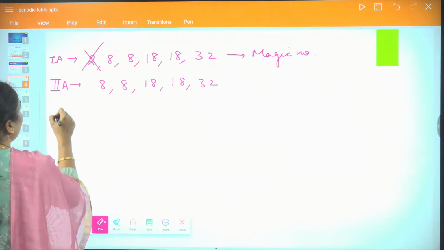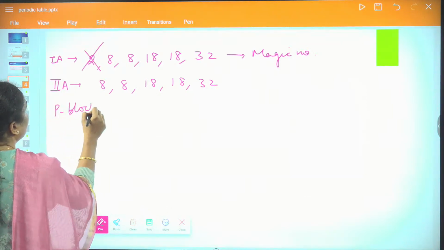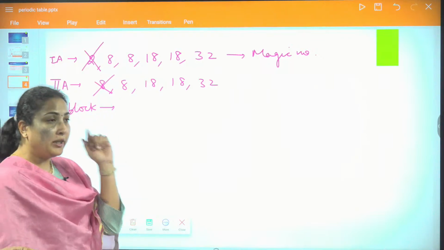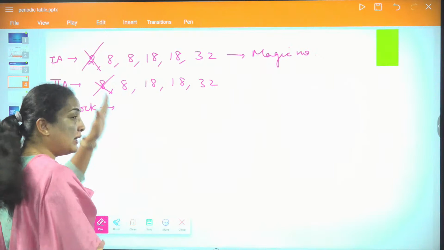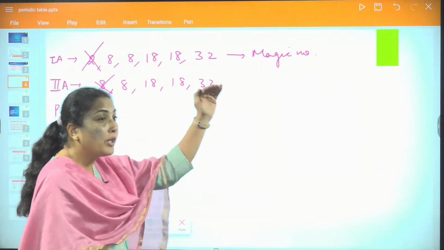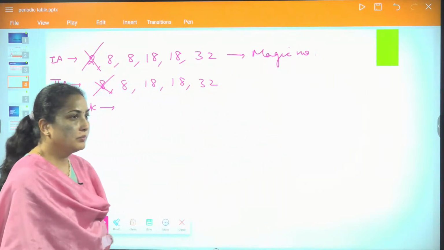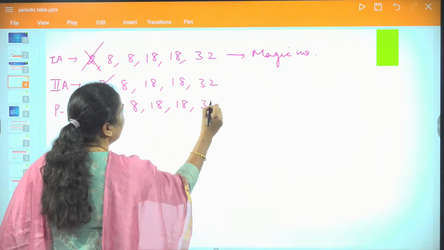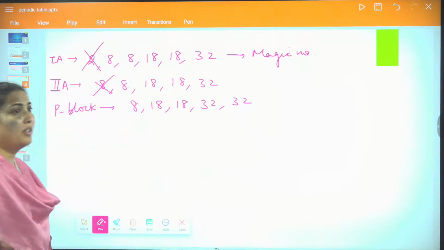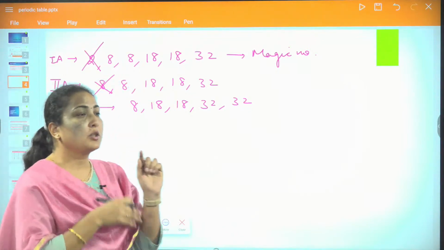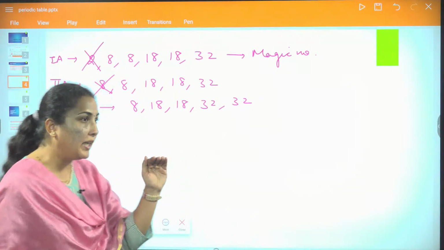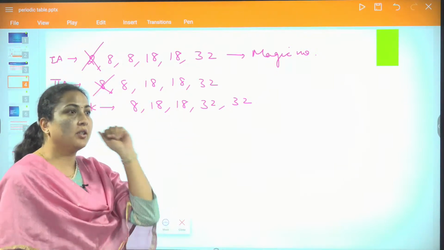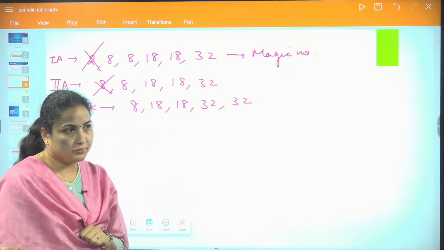Now, when I talk about P block, you have to cross one more 8. And here, for P block, when you cross 8, in place of that you include one extra 32. So what you are doing is 8, 18, 18, 32, 32. Let us revisit it. For 1A, you have 2: 1 time 2, 2 times 8, 2 times 18, 1 time 32.